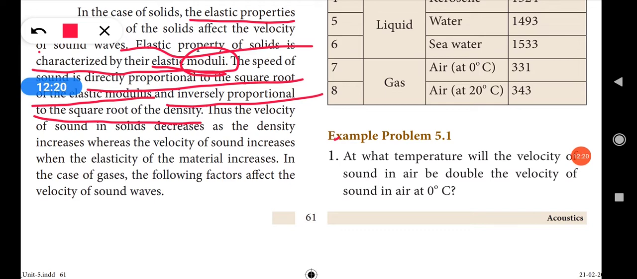Because higher density means the particles are tightly packed. Then what happens to the particles? They cannot vibrate easily. So then what happens to its velocity? The velocity of sound in it decreases. Thus, the velocity of sound in solids decreases as the density increases. By increasing the density of the solids, the velocity of the sound decreases.